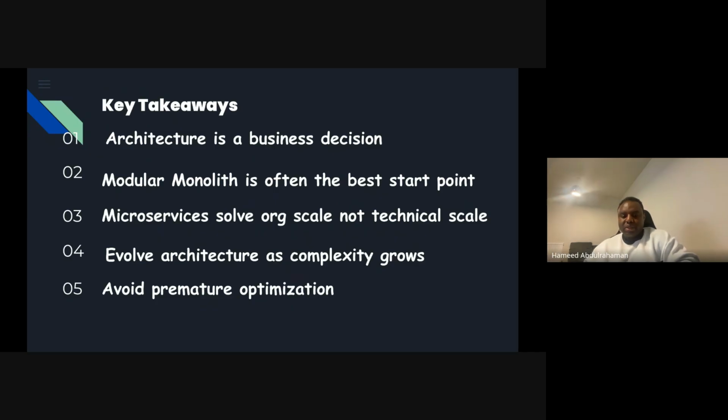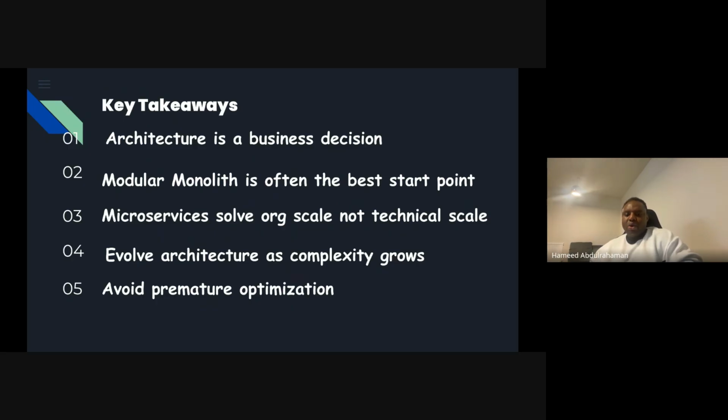So first, whenever you're starting a business or thinking about business itself, you need to think about the cost implication of it. Even when you're choosing an architecture, you think about the cost implication, you think about the knowledge, you think about how well you understand the architecture itself.